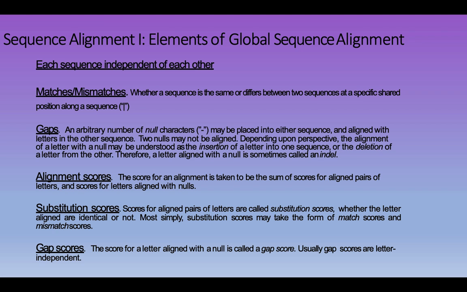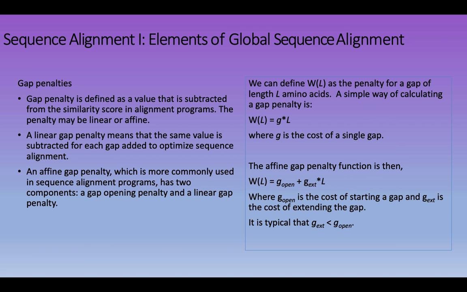And the alignment score is typically built out of two components. One is the substitution score, which basically scores the two sequences and how they align based upon the matches and mismatches. And the other one is the gap score, which scores the sequence alignment based upon how many gaps and how large they are in the sequence. Gap is kind of a tricky way to score sequences in this case. So we refer to them often as gap penalties, and this is typically subtracted from a similarity score in an alignment program. And these gap penalties can either be linear or affine.